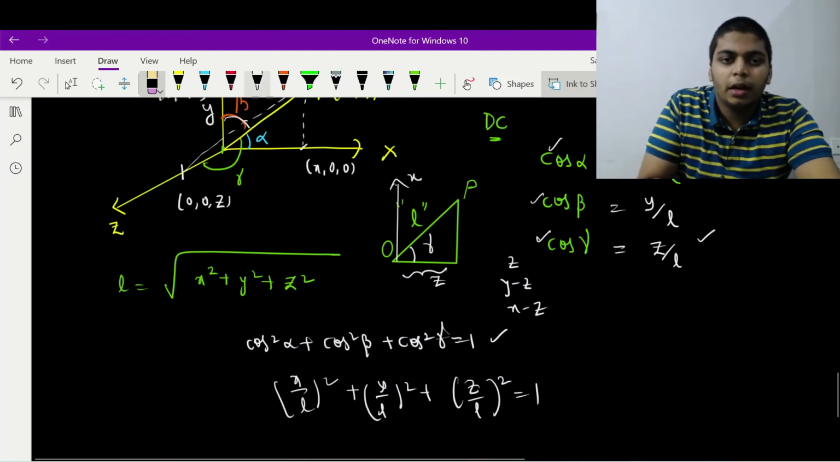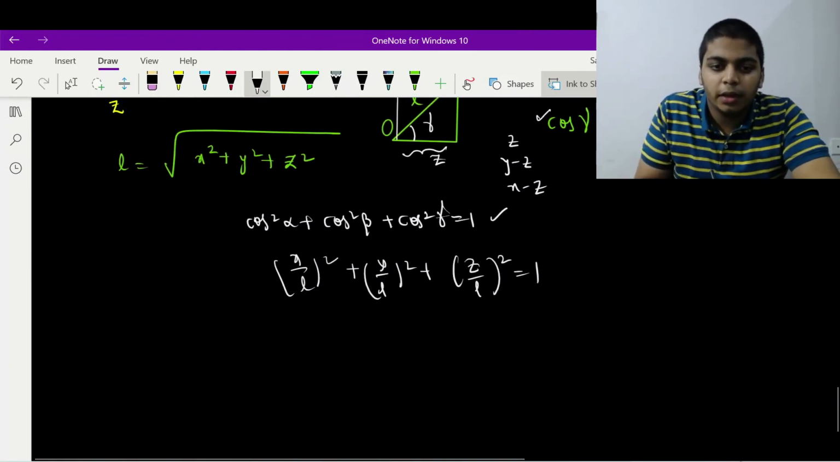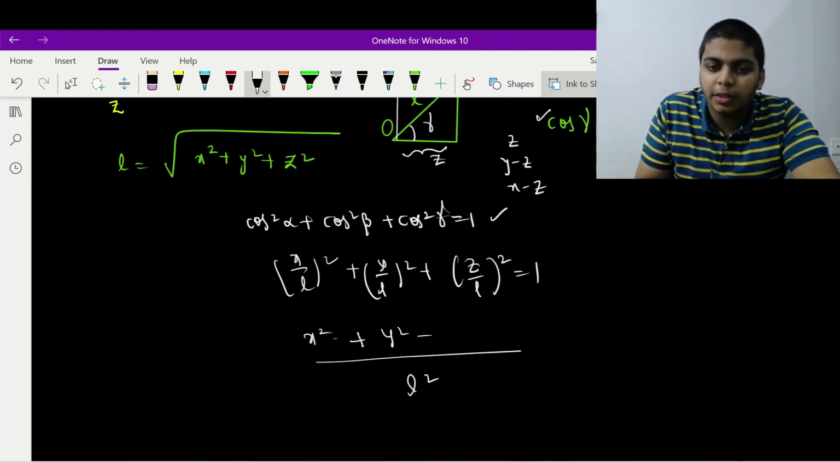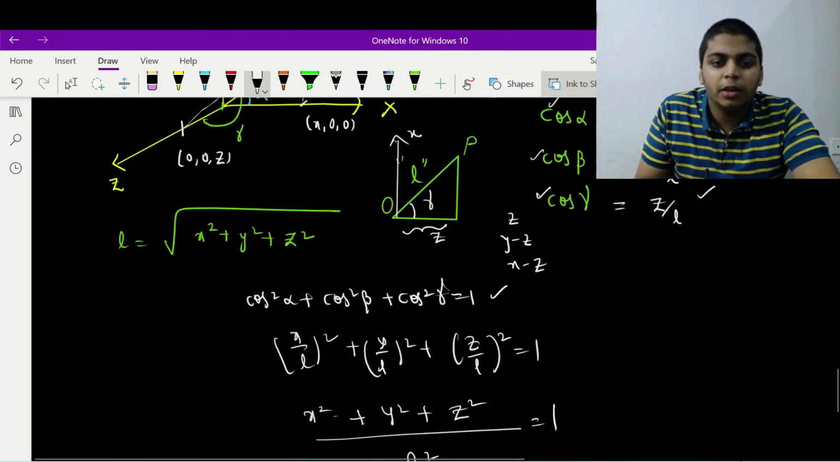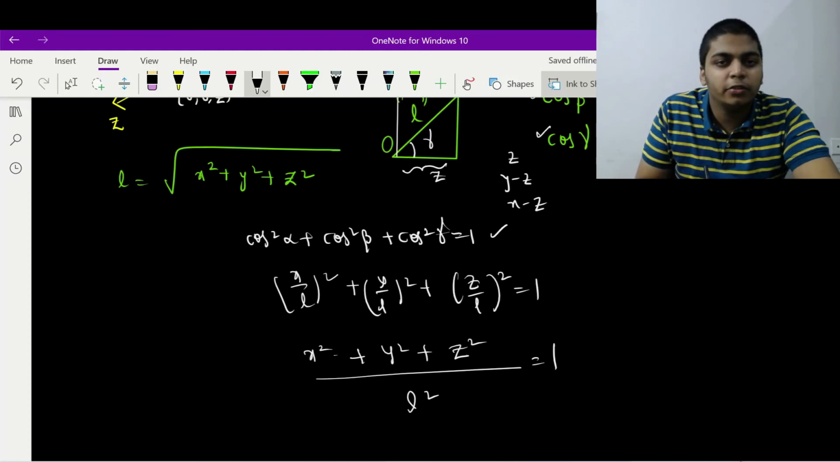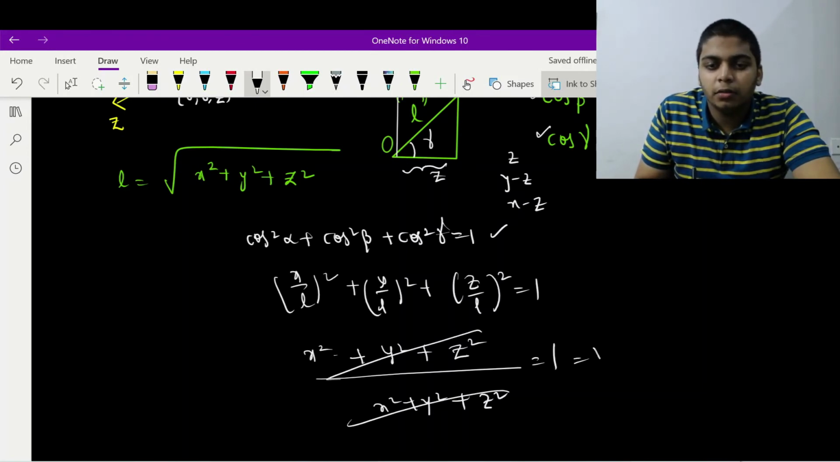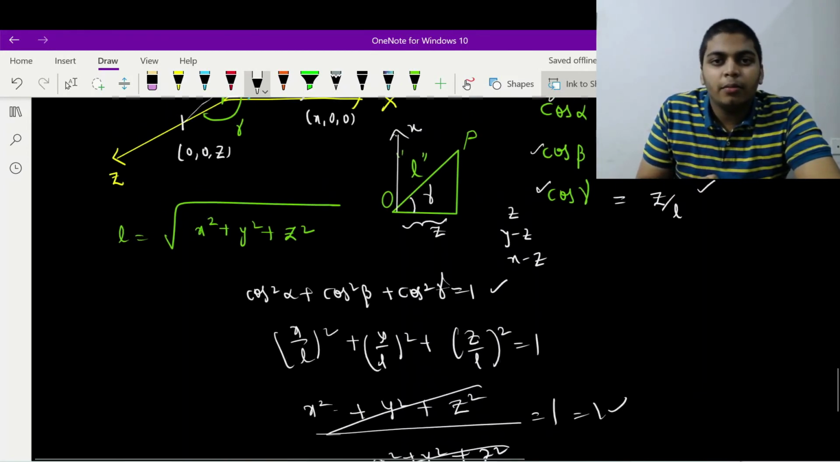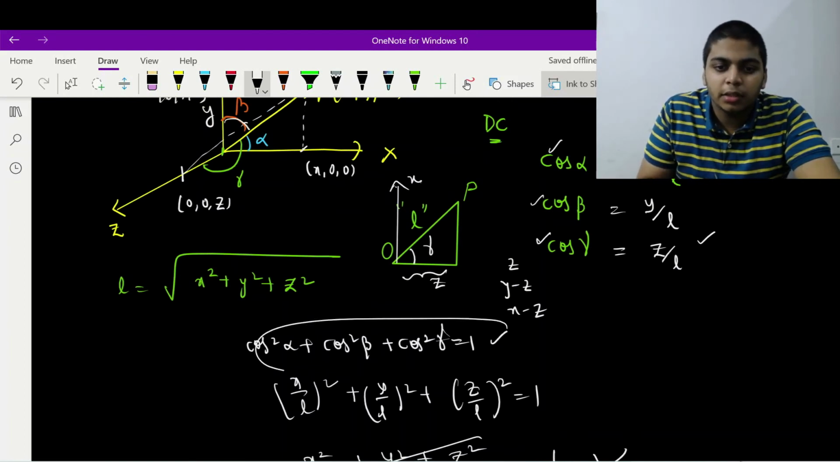And what is your numerator? Since your denominator is the same for all, L square, we get x square plus y square plus z square, is equal to 1. So what is your L square? Your L square is nothing but x square plus y square plus z square, so this will be x square plus y square plus z square, right? So now we have proved that this is 1. So this is a property: the sum of squares of directional cosines is 1.